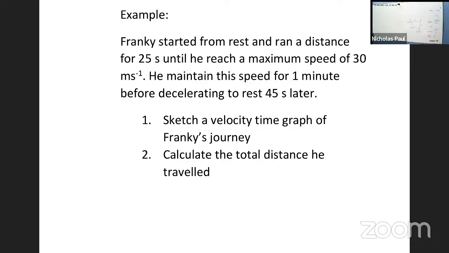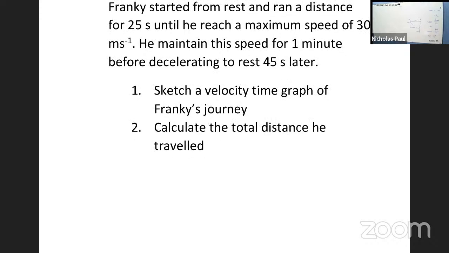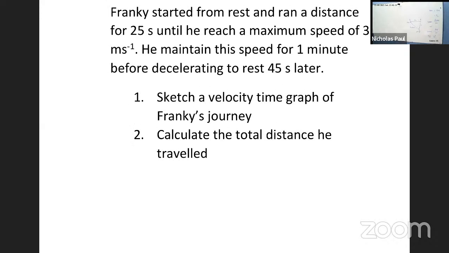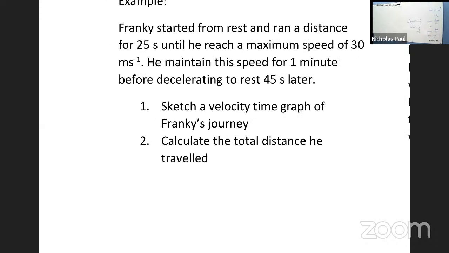So it follows the shape of the one that we probably did before, right? Let's try and put in the values and then find the distance.